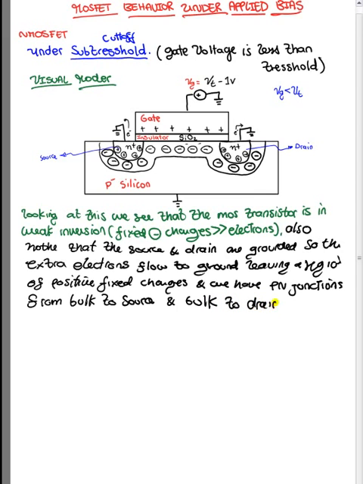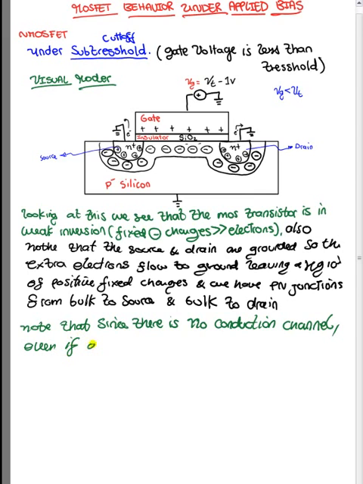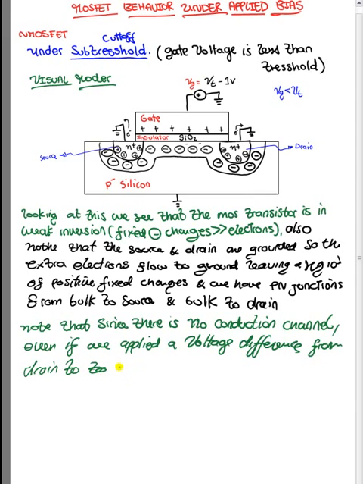Another thing to note, so note also that since there is no conduction channel, because we are in weak inversion, even if we applied a voltage difference from drain to source, from here to here, there will be no flow of current.